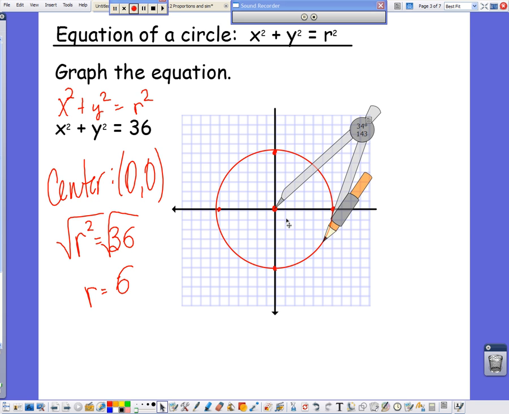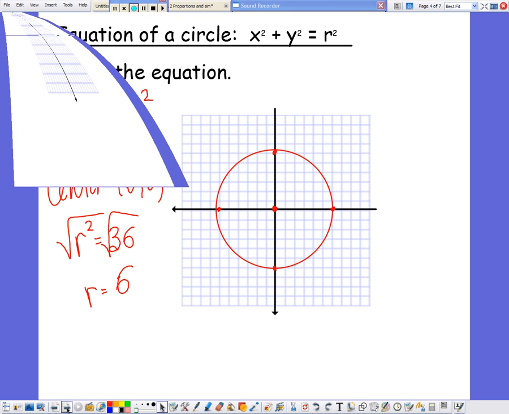Okay? So it's just a tad bit off, but you guys get the idea that this is going to be our circle then. Okay? So go ahead and pause the video and try graphing the next one for us.